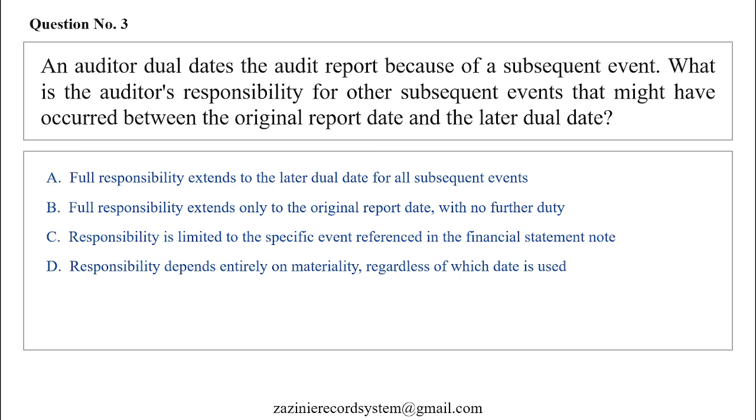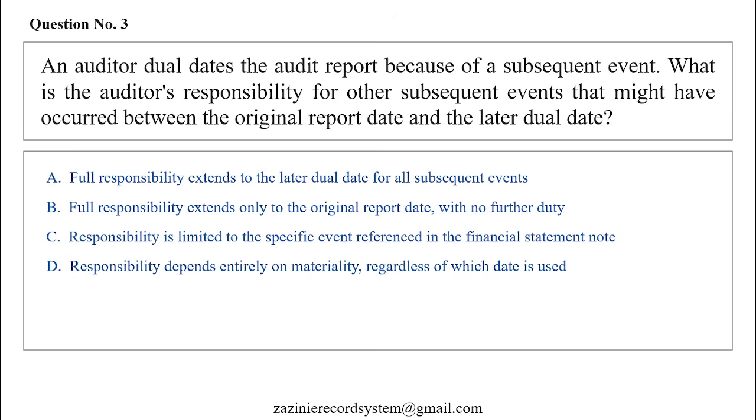Question number 3. An auditor dual dates the audit report because of a subsequent event. What is the auditor's responsibility for other subsequent events that might have occurred between the original report date and the later dual date? Letter A, full responsibility extends to the later dual date for all subsequent events. Letter B, full responsibility extends only to the original report date, with no further duty. Letter C, responsibility is limited to the specific event referenced in the financial statement note. Letter D, responsibility depends entirely on materiality, regardless of which date is used.